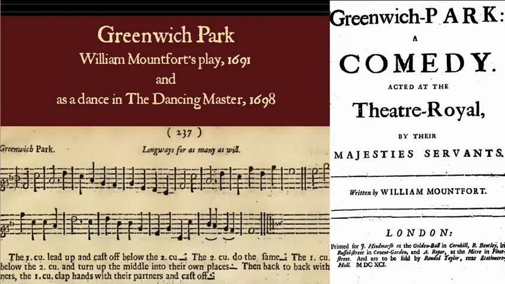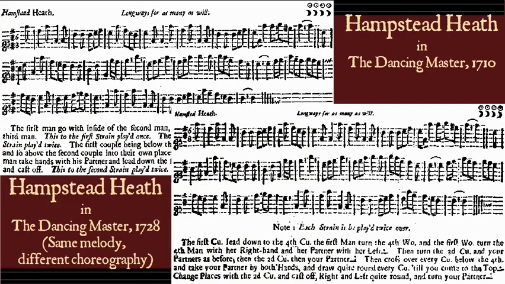The Dance of Greenwich Park may well come from William Mountfort's play of that name, which was first performed at the Theatre Royal in 1691. Thomas Baker's comedy, Hampstead Heath, was first performed at the Drury Lane Theatre in 1705-6, and a dance of that name appears first in the 1710 edition of The Dancing Master. This tune is interesting, as it has two different choreographies.